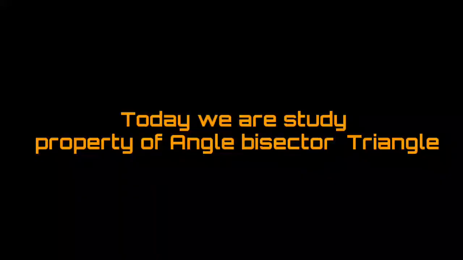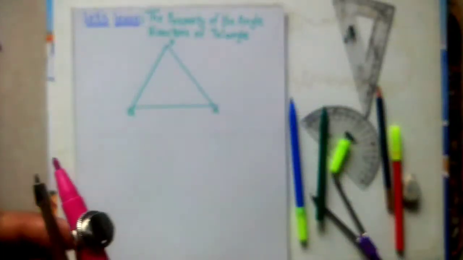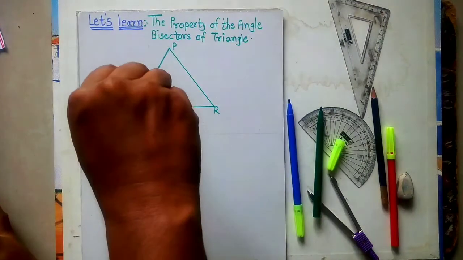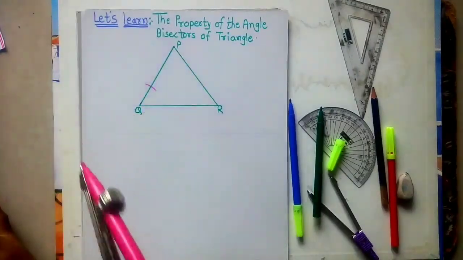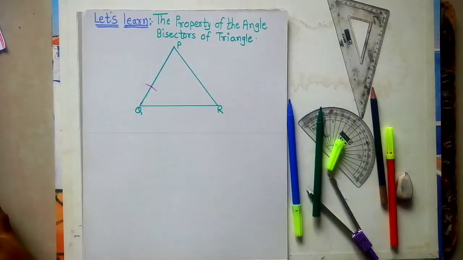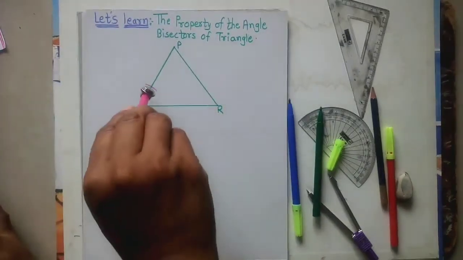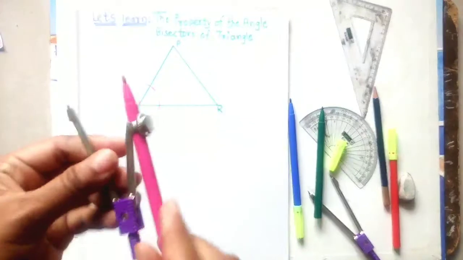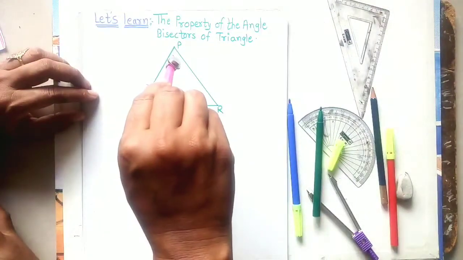Today we are going to study the property of angle bisectors of triangles. First, I draw a triangle PQR. Then I use a compass to draw angle bisectors. First, I draw the angle PQR bisector.